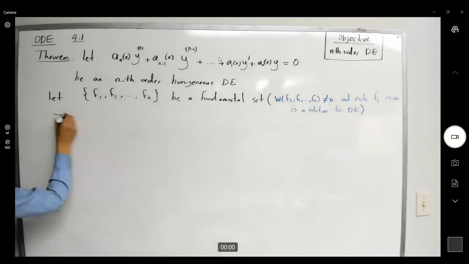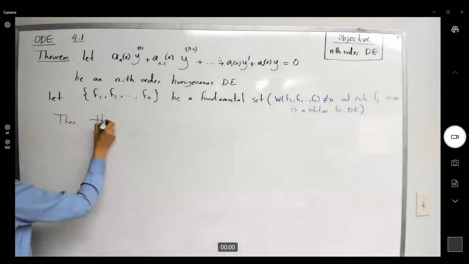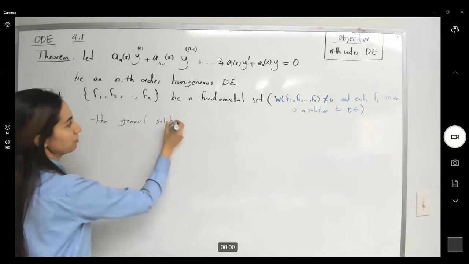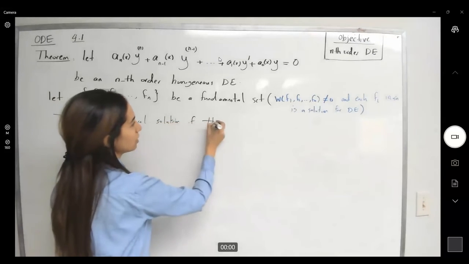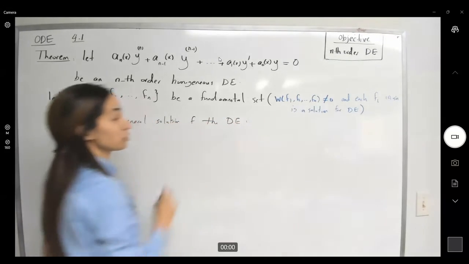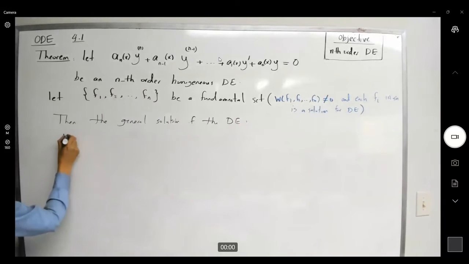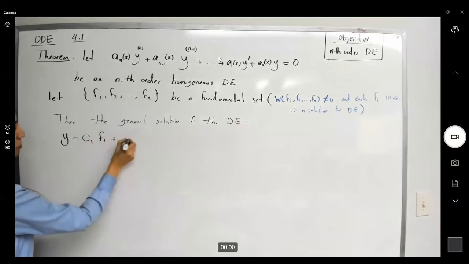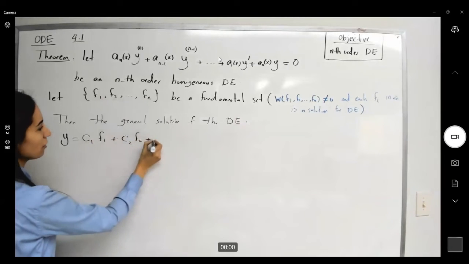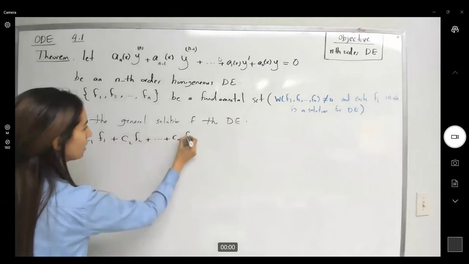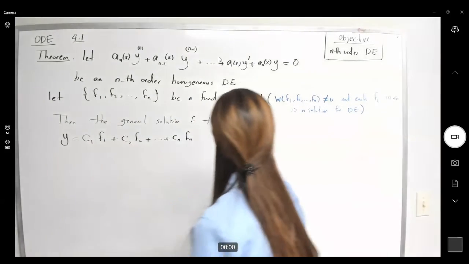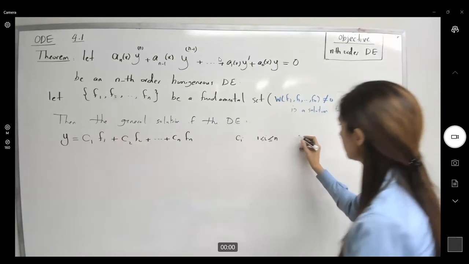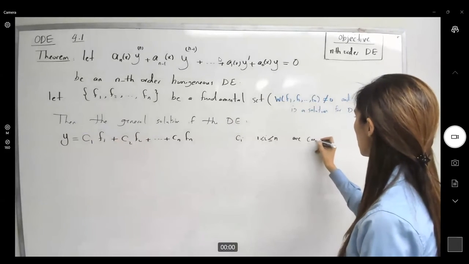Then the general solution of the differential equation can be written this way: y is equal to c1 f1 plus c2 f2 plus up to cn fn, where the ci's, with i between 1 and n, are constants.